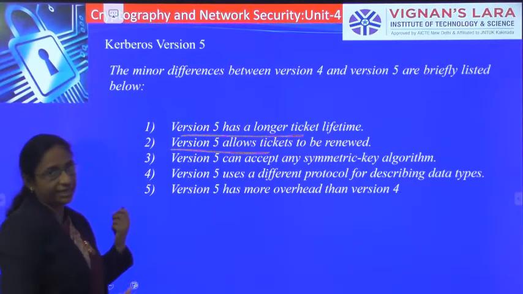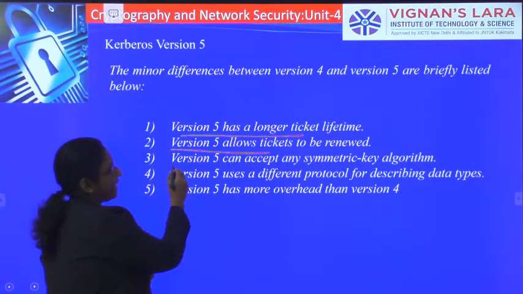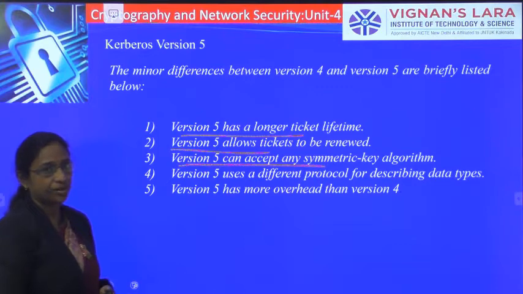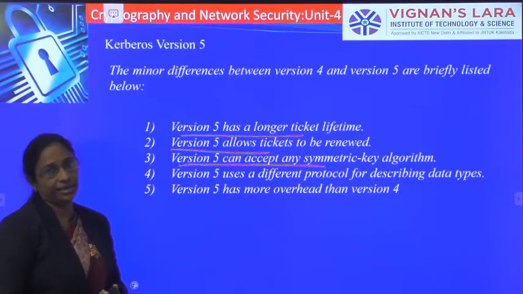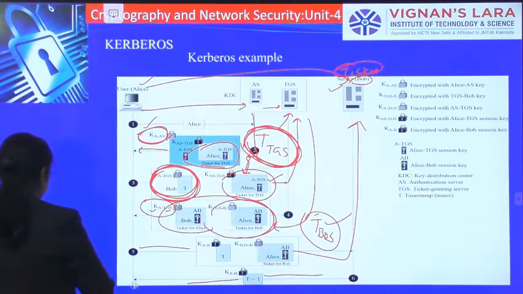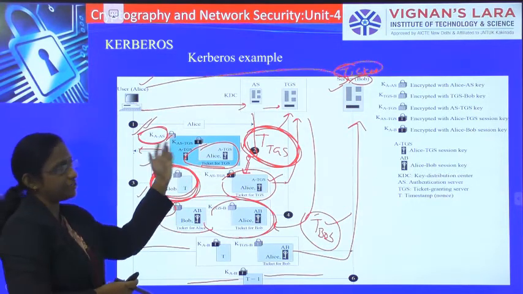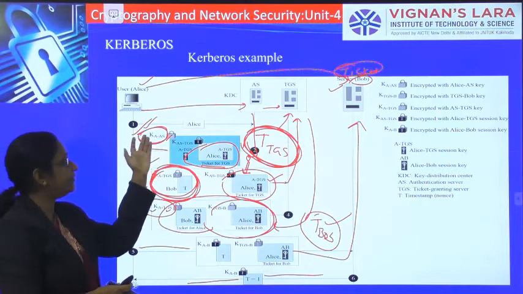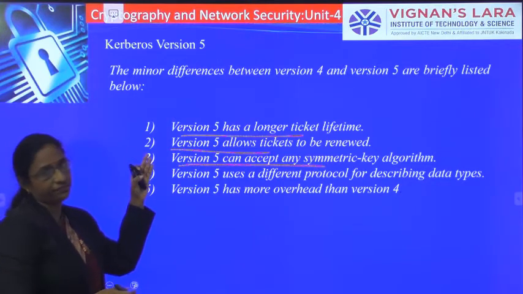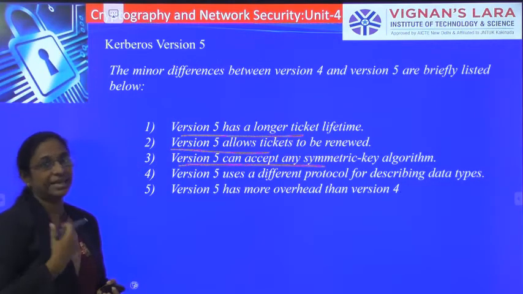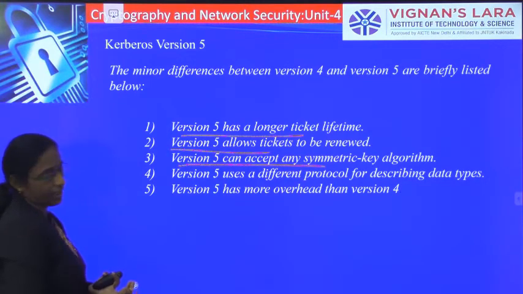Similarly, version 5 allows tickets to be renewed. If you want, you can renew the ticket. Version 5 can accept any symmetric key algorithm, whereas in version 4 there is a restriction to only some symmetric key algorithms. Whatever ticket the authentication server provides is encrypted with a key, so the algorithms you use are restricted in version 4, whereas in version 5 you can use any symmetric key algorithms.